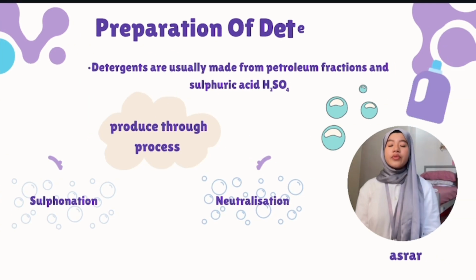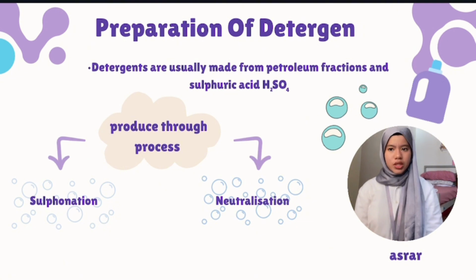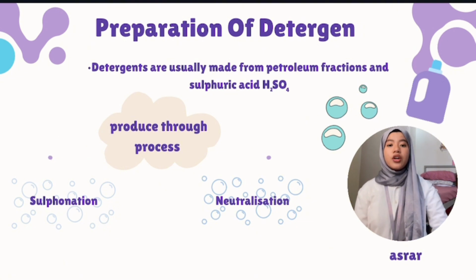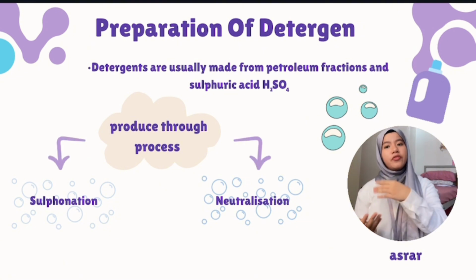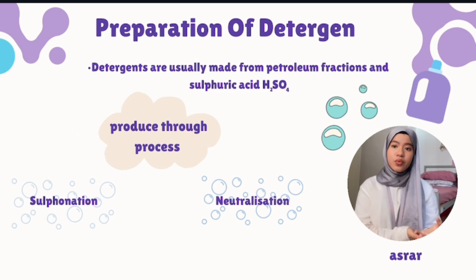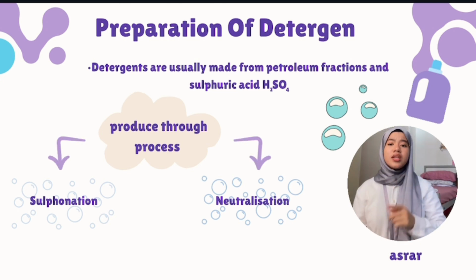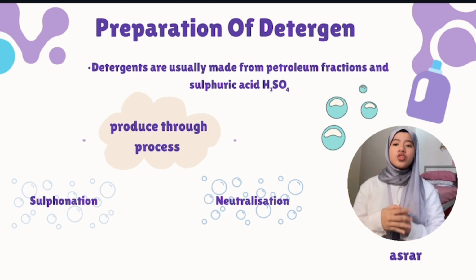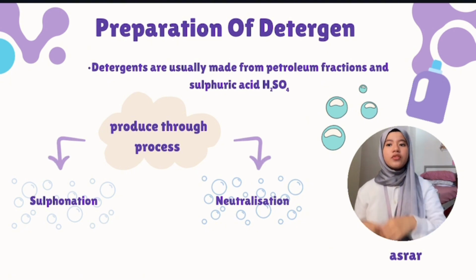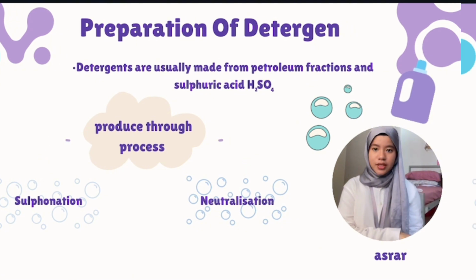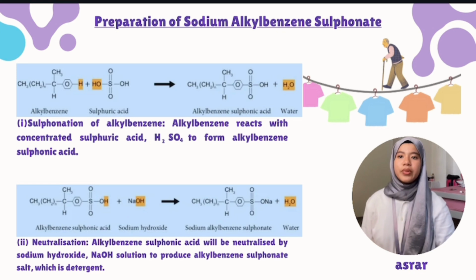Okay, then we go to the preparation of detergent. Detergents are usually made from petroleum fraction and sulfuric acid, which is H2SO4. In this preparation, it goes through two processes, which are sulfonation and neutralization. So we go through the preparation of sodium alkylbenzene sulfonate.